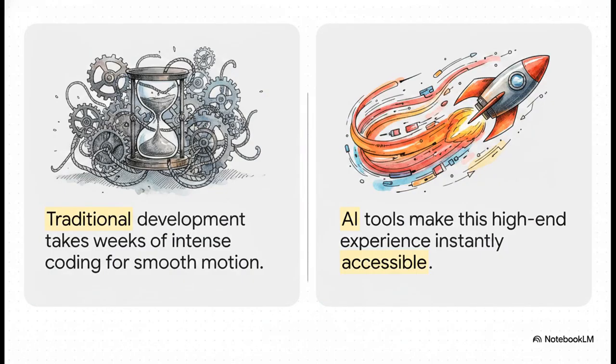You know those ultra high-end sites, right? Think Stripe, Apple, or Linear. They just feel alive. The motion flows, the scrolling is buttery smooth, and the whole experience feels meticulously crafted. Traditionally, getting that cinematic level of polish takes weeks of intense coding and effort. But today, we're looking at a totally different reality. We're talking about an incredibly rapid, AI-automated workflow that makes this high-end experience practically instant.